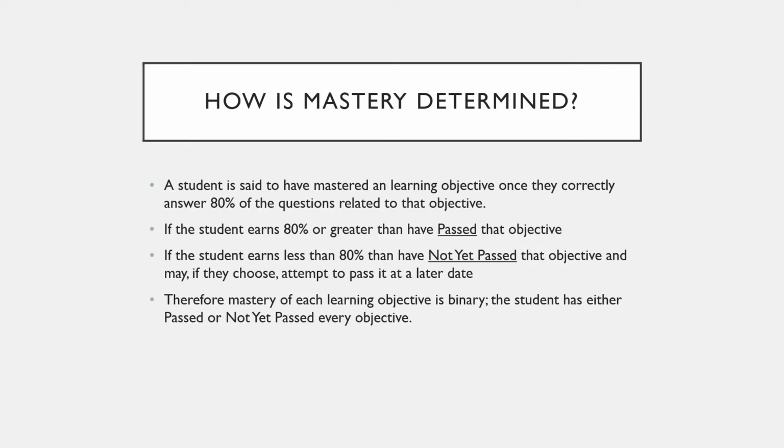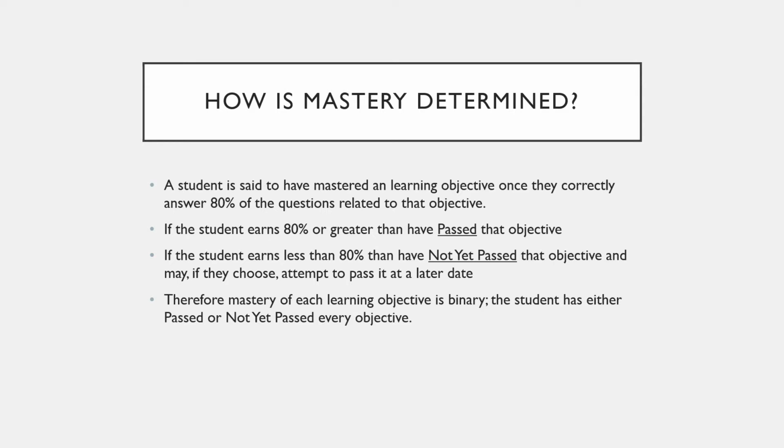So if I'm going to measure mastery, how will I determine when a student has crossed the threshold into mastery? A student is said to have mastered a learning objective once they answer 80% of the questions related to that objective. So I will set a threshold of 80%. Given a particular objective, if you answer 80% of the questions related to that objective, you have passed it. But if you have scored less than 80, you have not yet passed it.